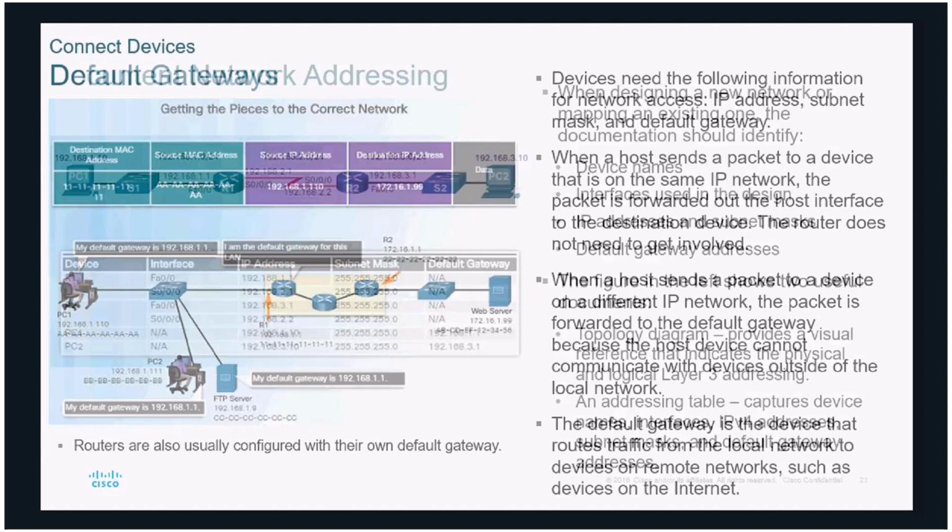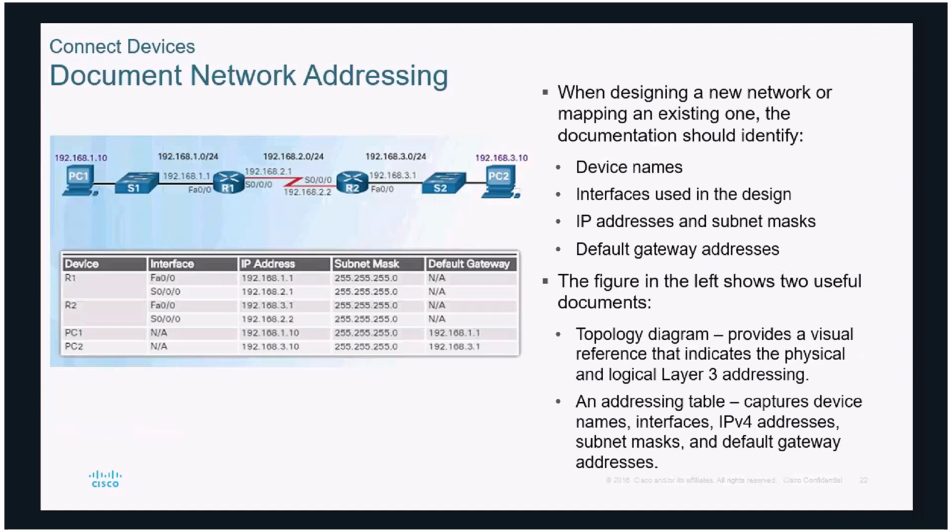Document network addressing. When you have documentation for networks, this is what you should have in the documentation: device names, interfaces used in the design, IP addresses and subnet masks, and default gateway addresses. There are two useful documents you see here. One is the topology diagram. Packet Tracer makes wonderful topology diagrams. That's what you should do to make it.